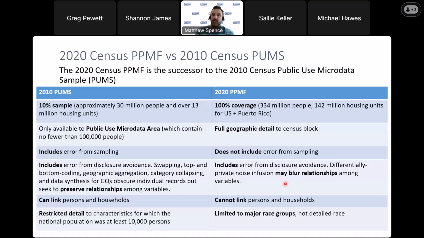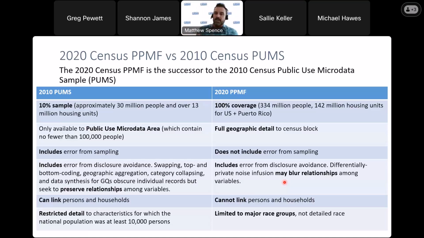On the right, the 2020 PPMF includes error from disclosure avoidance, and that's that differentially private noise infusion. Noise is added individually for each tabulation, each one of those tabular counts in that histogram. And we do post-processing to ensure consistency, but there might be some blurred relationships among variables.